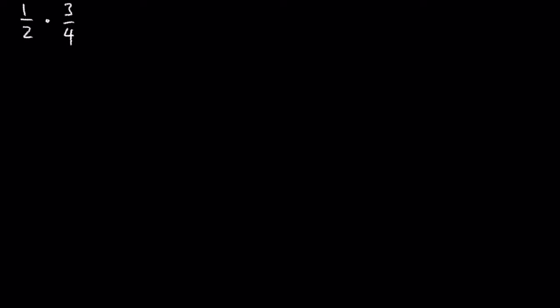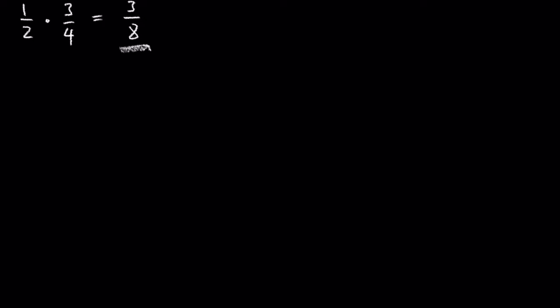Numerator times numerator divided by denominator times denominator. That's all we have to do. 1 times 3 is 3 and 2 times 4 is 8. So we get 3 over 8. That's it.